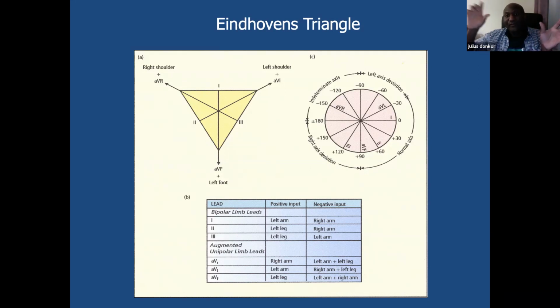You're looking at your V1 and your lead 1. Is it right bundle morphology, is it narrow complex, is it more right axis, and things like that. This is really, really relevant.